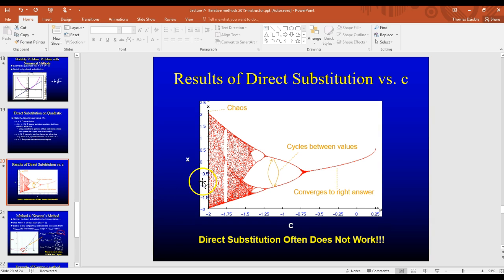What does this look like? Well, if you have the c value down below and you plot all the values of x that you get as you cycle through, if your c value is out here, it's going to converge to a nice one number. But as it gets more negative in this domain here, it will bounce back and forth between two different answers. It will never converge to just one answer. It will bounce back and forth. As it gets smaller, it will bounce between 4 numbers, and 8, 16, it becomes much more complex.